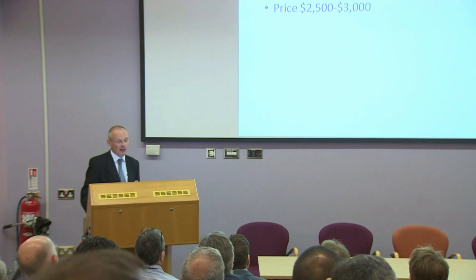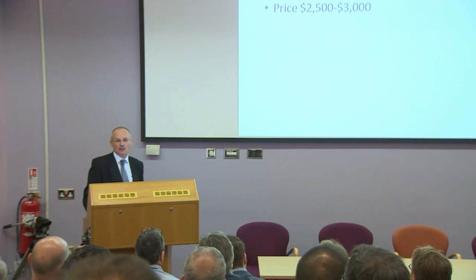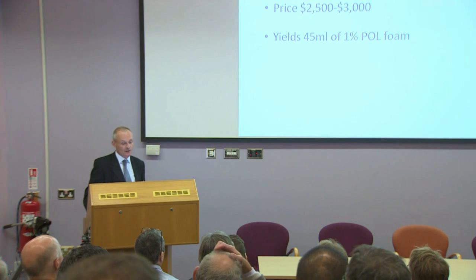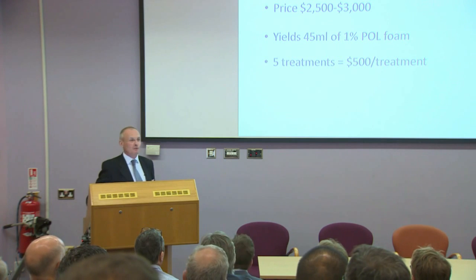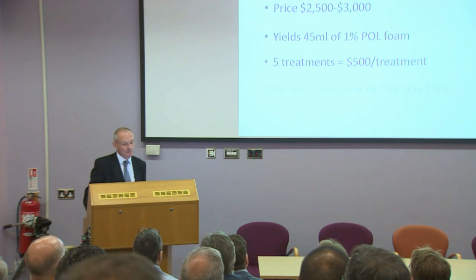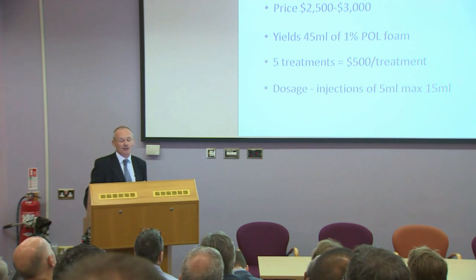Foam in a can got its license last year, and as Philip said, it got changed to Varithena. It's quite expensive. Your foam in a can is going to cost you $2,500 to $3,000, which, bearing in mind BTG spent $200 million getting it approved. And you get about 45 mil of foam out of it, so you're looking at about $500 a treatment. So we'll wait and see how successful that is in America. And again, the dosage came down. Their approved max dosage is 15 mil.